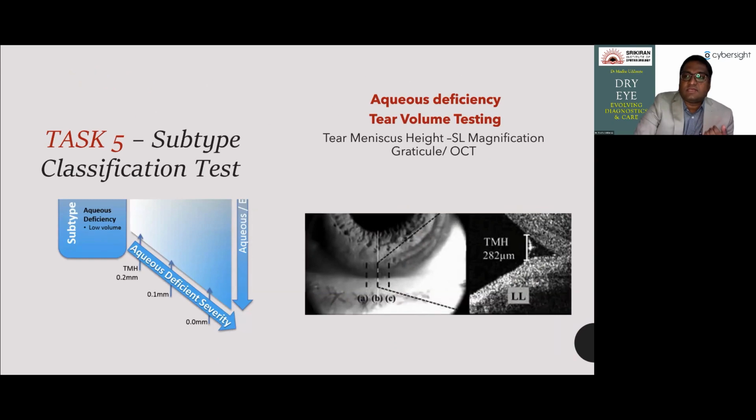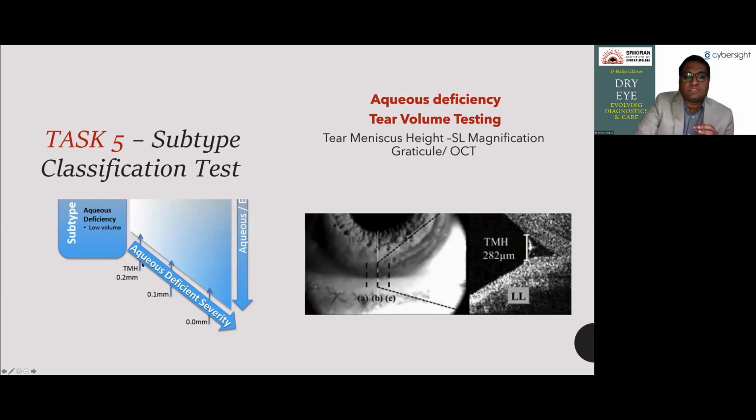The next step is to subclassify whether it is an aqueous deficient or evaporative dry eye. First we'll finish off with the aqueous deficit, which is not very common. Here, you have to look at the tear meniscus height, because that is where you know the tear volume. You can do it in a regular slit lamp that has a good graticule, or in an OCT, or in most of the tear film devices where we are able to see the tear meniscus height. It is the height of the tear meniscus from the lower lid.